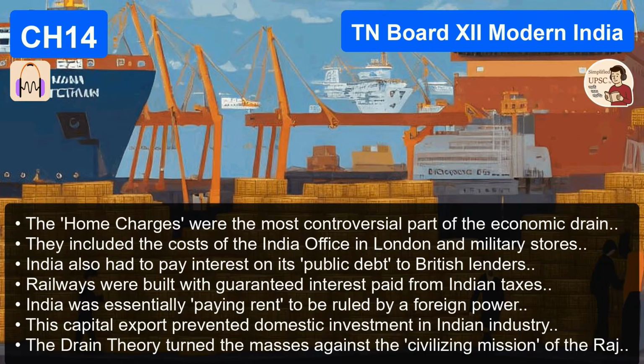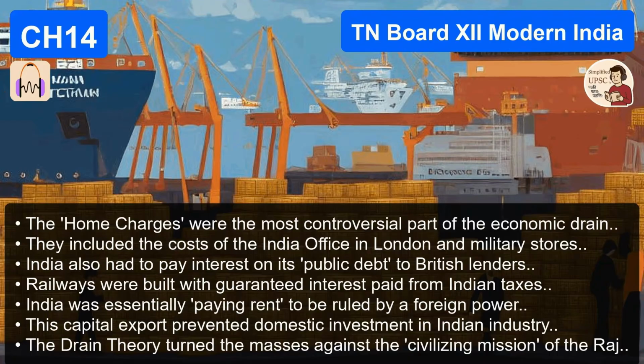And then he dropped the bomb, the Partition of Bengal. 1905, the big one. The text is very clear that the official reason given was administrative efficiency. Was there any truth to that at all? To be fair, Bengal was a massive province. It included modern-day Bihar, Jharkhand, and parts of Odisha. It was unwieldy to govern, so there's a tiny grain of truth there.